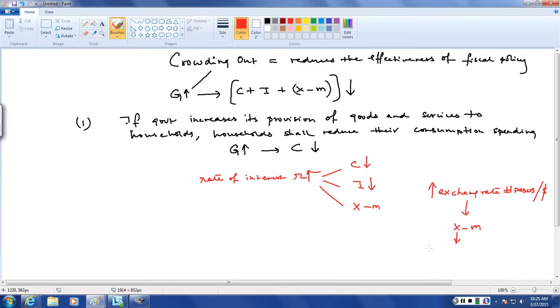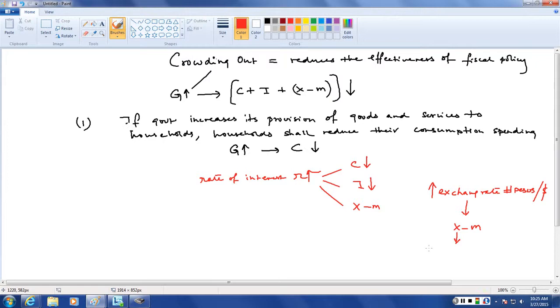Now, what about imports? Imports are what we buy from foreign countries. So you might very simply think of this as the shopping that we do in Matamoros. Am I correct? What would happen to that, now again, this is a very simple example.